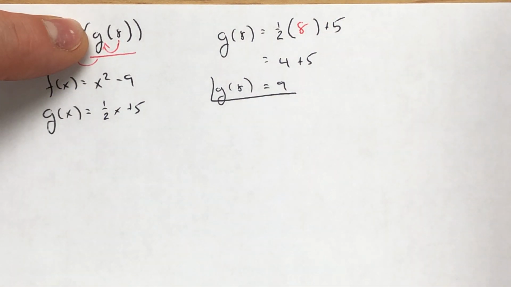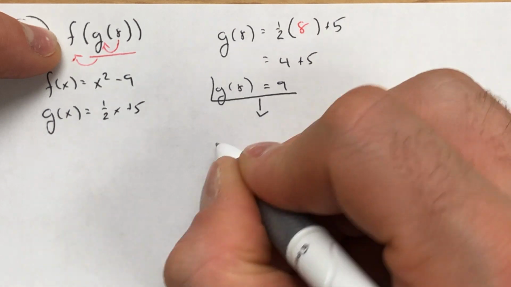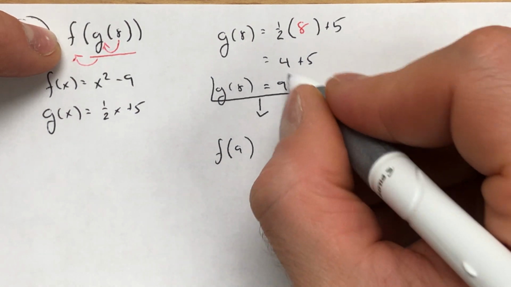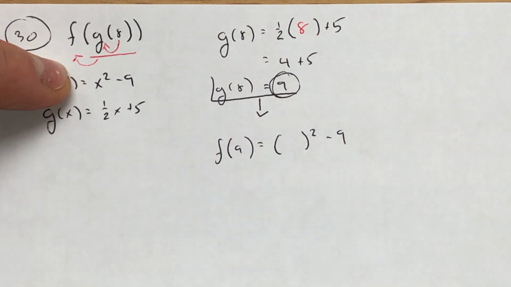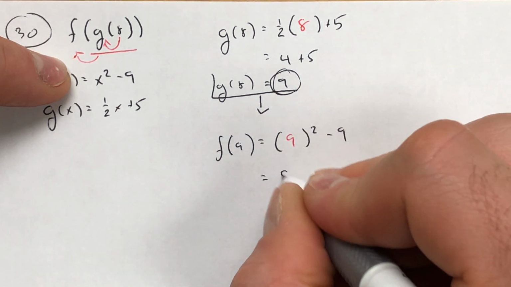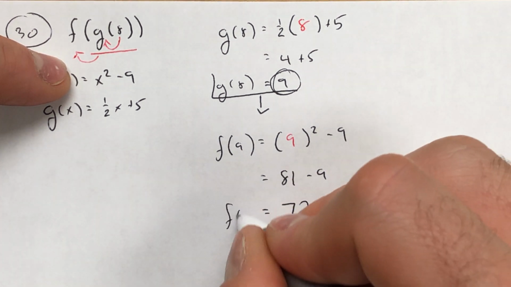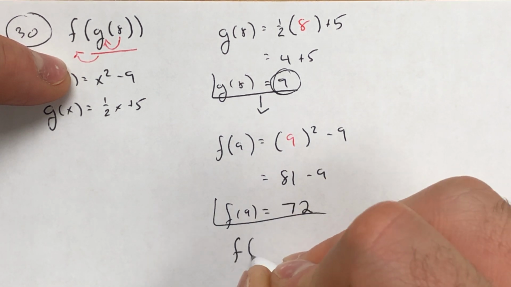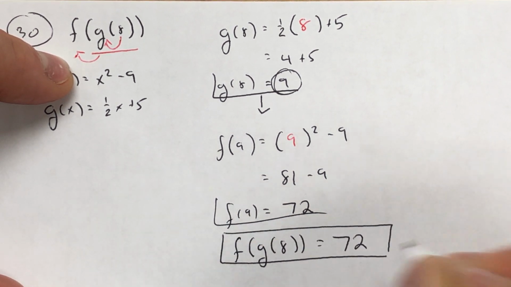And we said we take our answer, whatever g of 8 is, 9, and I plug that into f. So f of g of 8 is saying, what is f of 9? That's going to be whatever squared minus 9. What number did we say g of 8 was? 9. So 9 squared is 81. Minus 9 is going to give me 72. So f of 9 is 72, which is saying that f of g of 8 is 72. Boom.